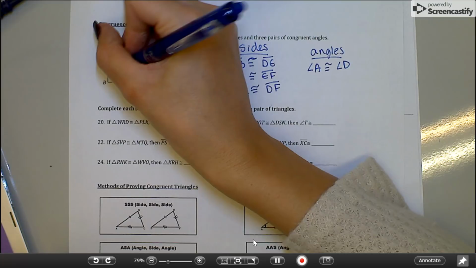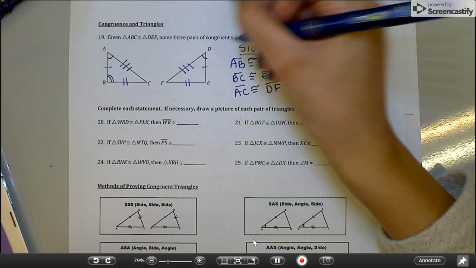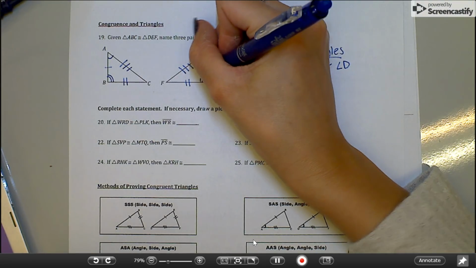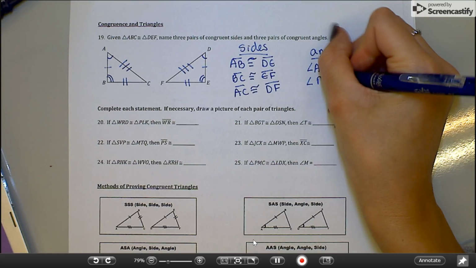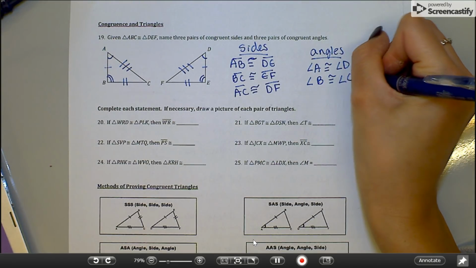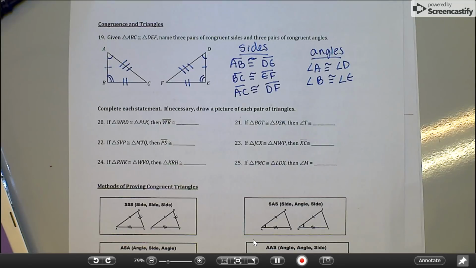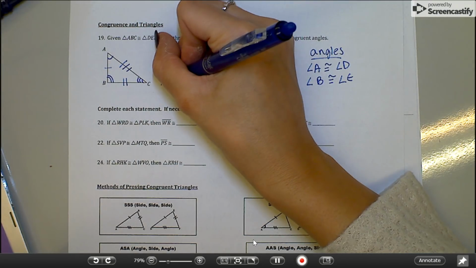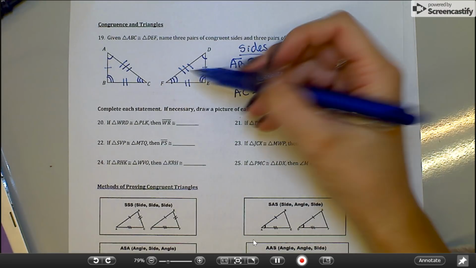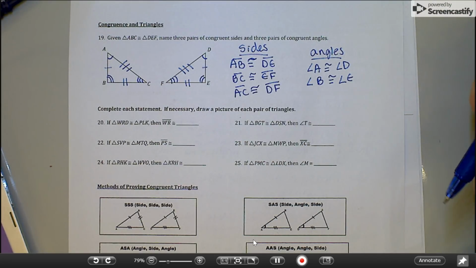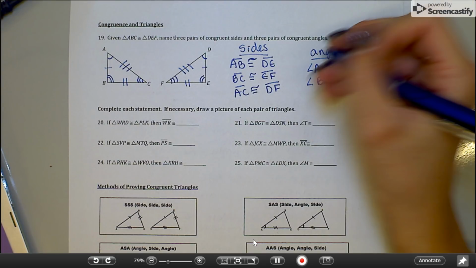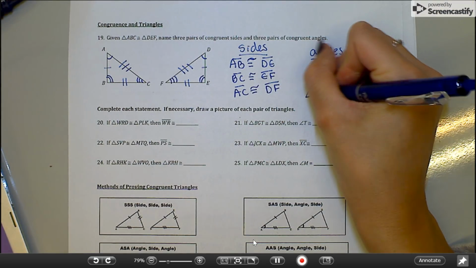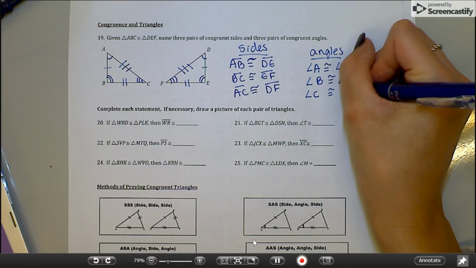Then we know that angle B, and I'll use 3 swoops, is congruent to angle E. So angle B congruent to angle E. And then lastly, these angles, angle C and angle F, will be congruent. I'm using 3 swoops. You could use a variety of different ways to show that those angles are congruent as well, different symbols. So angle C is congruent to angle F.